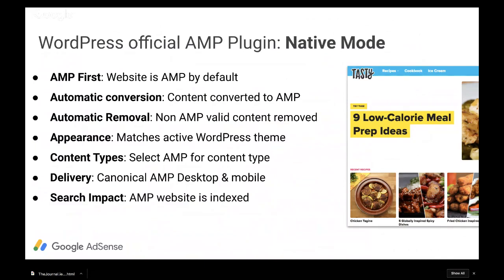With regards to appearance and themes, just like with paired mode, there's an ever-increasing collection of AMP valid themes, making it easy to replicate your mobile website with your AMP version. Content types, you can enable AMP for particular pages, posts, or categories or content types. Widgets and content areas will also appear, just as they will with your mobile website. With regards to delivery, visitors to your website will be served an AMP version where possible.